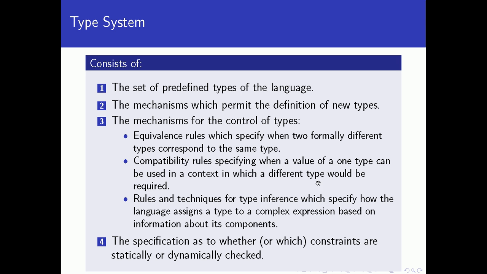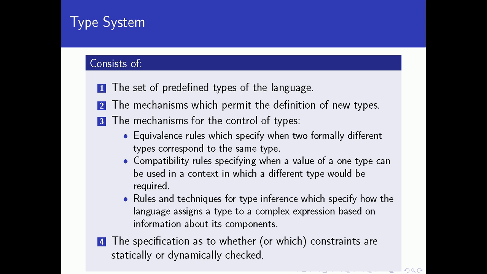Well, first, the set of predefined types of the language. So every programming language has some set of predefined types like integers, reals, doubles, characters, boolean, and so on. And then the type system contains mechanisms which permit the definition of new types. How we can define new types from the predefined types. So let's say in a language we can use arrays to define new types, or structs, or recursive types, and so on.